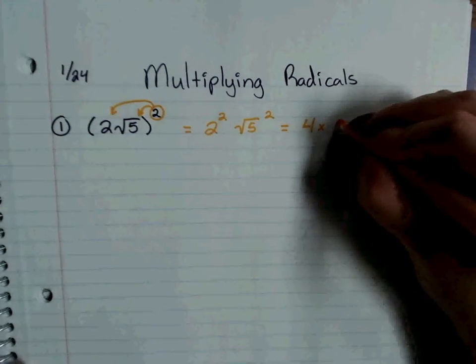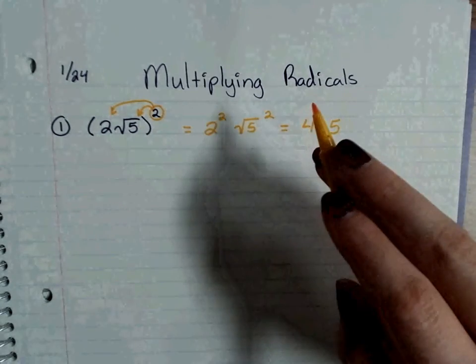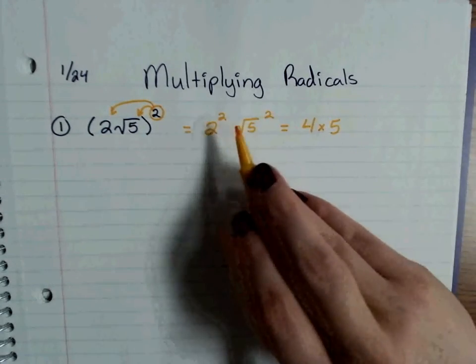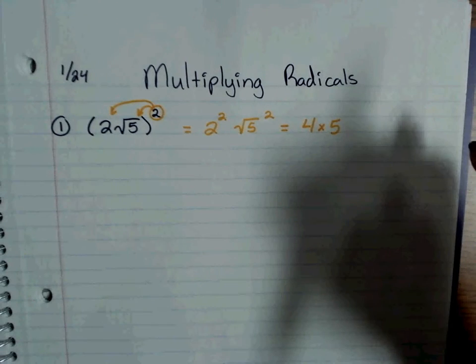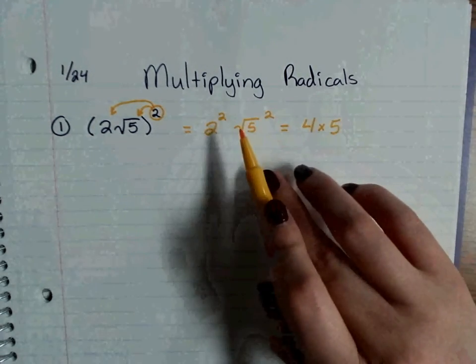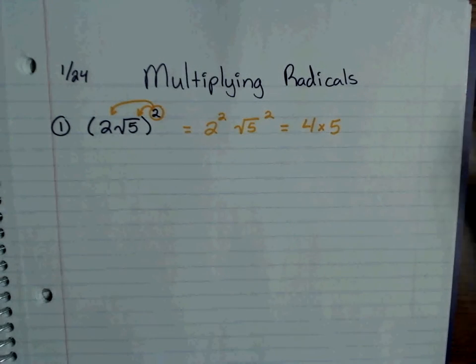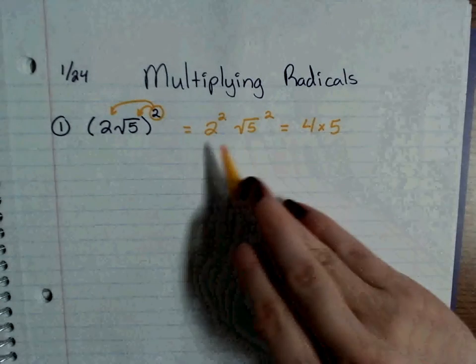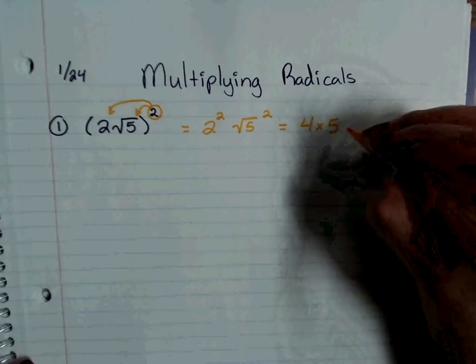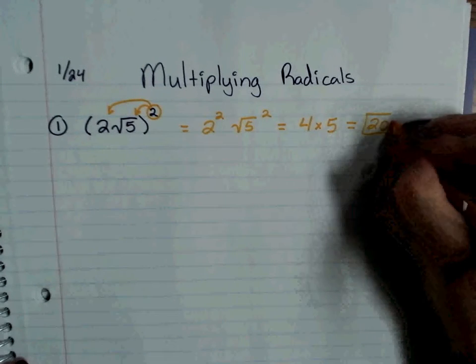That square is going to be the inverse to that square root, so it's like neither one ever existed. Okay, it makes sense, too, because if we did square root of 5 times square root of 5, that would give us square root of 25, and the square root of 25 is 5. Okay, so now we have the expression 4 times 5, and what is 4 times 5? 20. That's our final answer.